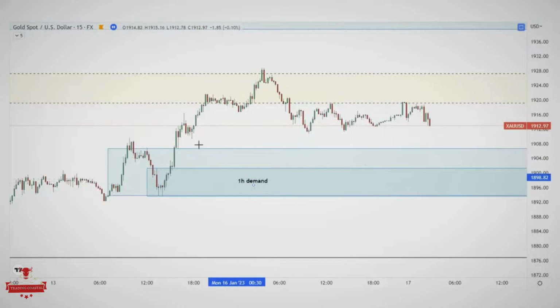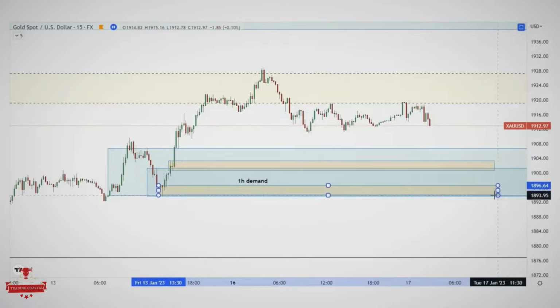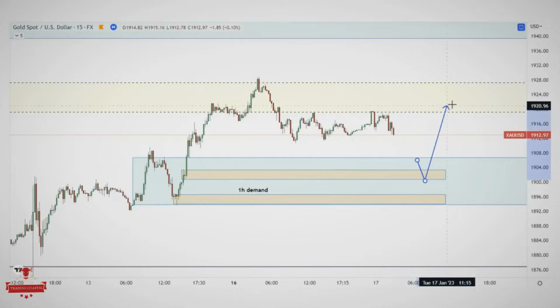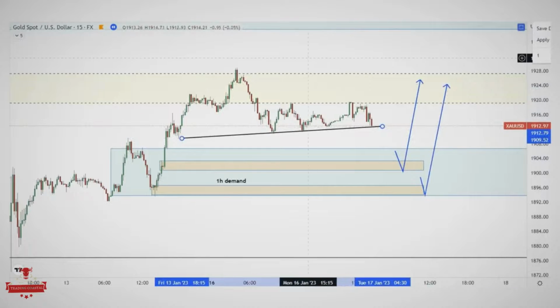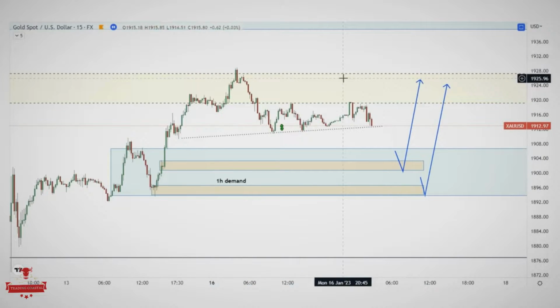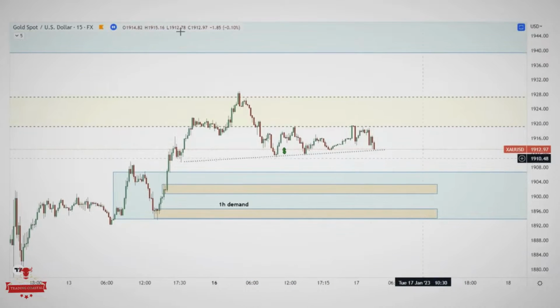And for the entry, we shifted to the 15-minute time frame. We refined the major zone into 2 demand zones that are going to help us define our entry more precisely. We have a liquidity level created above. So, we are waiting for price to sweep the liquidity and touch our demand zones.